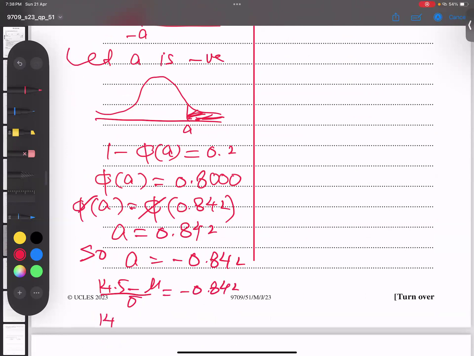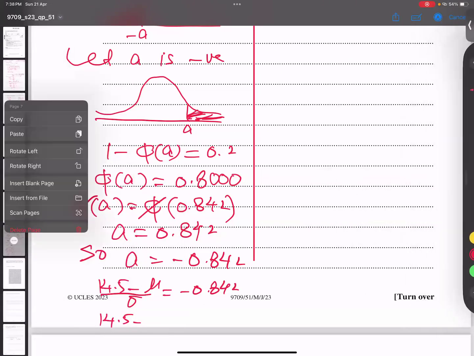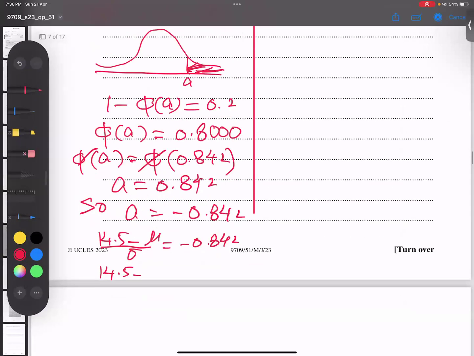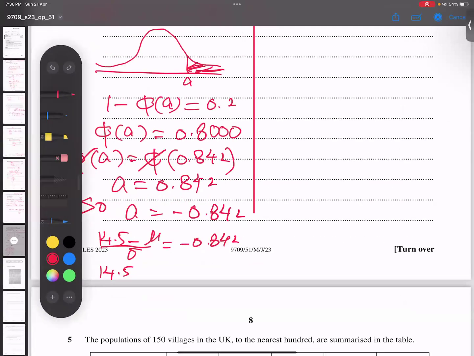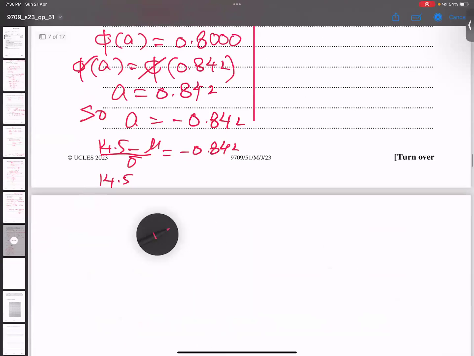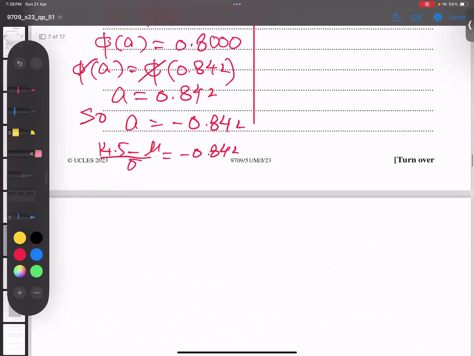It multiplies there by sigma. Wait a minute, I think I can add one extra page here, which will help me to solve. So I just write it, wait a minute. Okay, so I think now it's better. So I just erase it and write it here. So 14.5 minus mu equals negative 0.842 sigma. Equation 1 done.